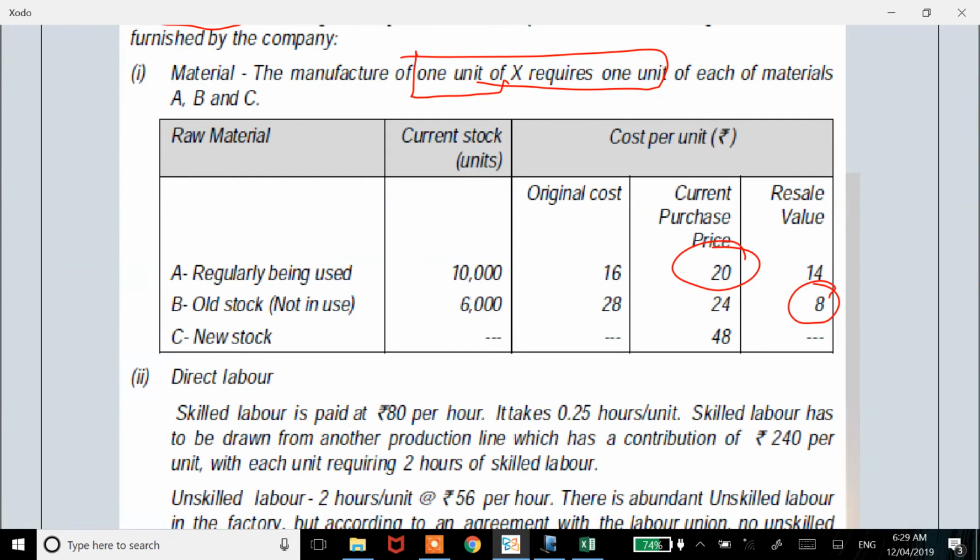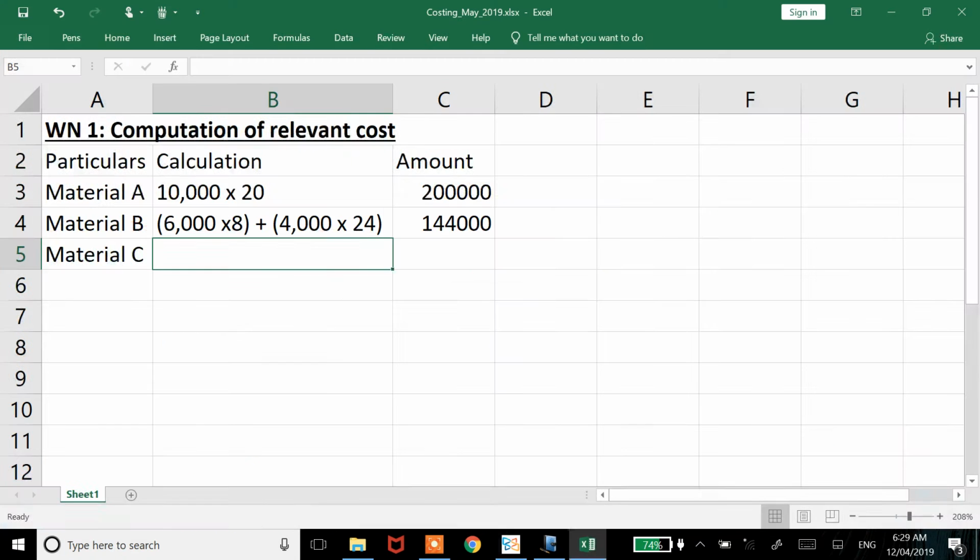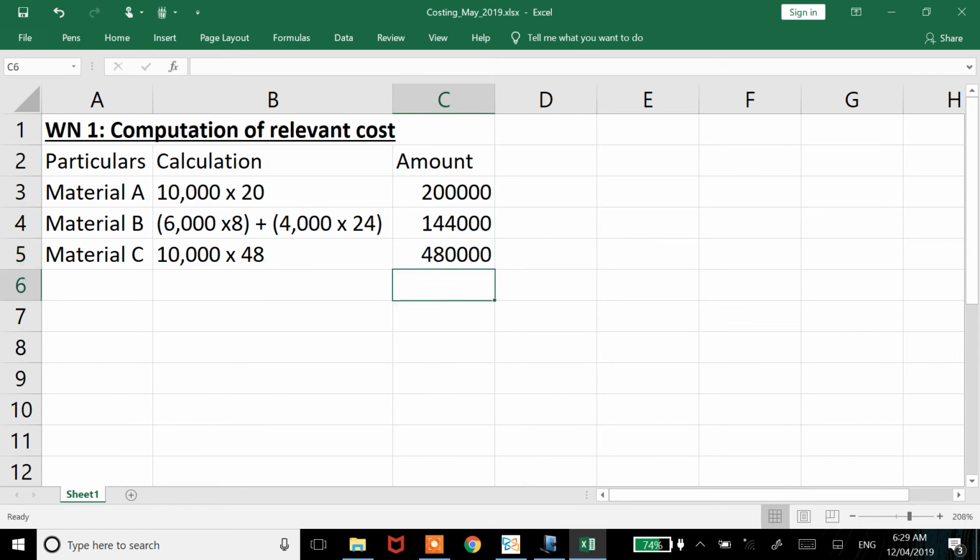Material C, what's the scenario? It is fully not in stock, so the current purchase price becomes the relevant cost. They have not even given the other price because I don't have that material in stock. So 10,000 into 48, 4,80,000. Any doubts on this? Clear?